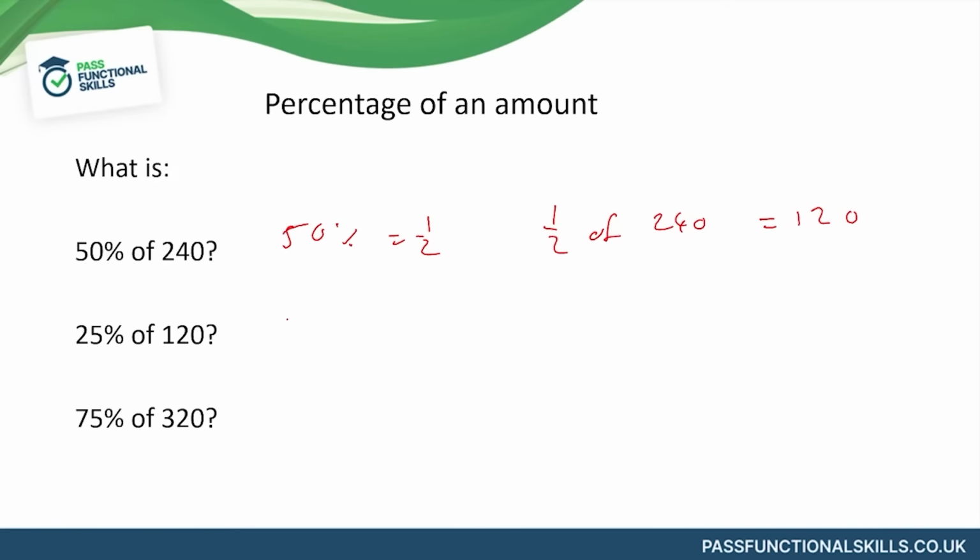25%, remember that is a quarter. So this question is, well, what is 1/4 of 120? 120 divided by 4, well, 12 divided by 4 is 3, so 120 divided by 4 is 30.